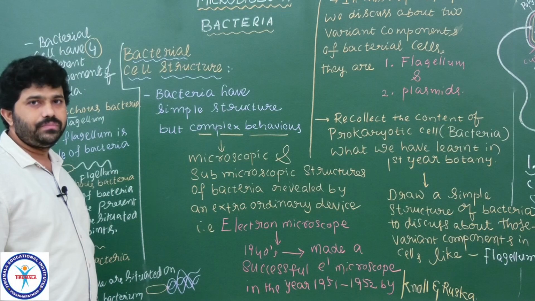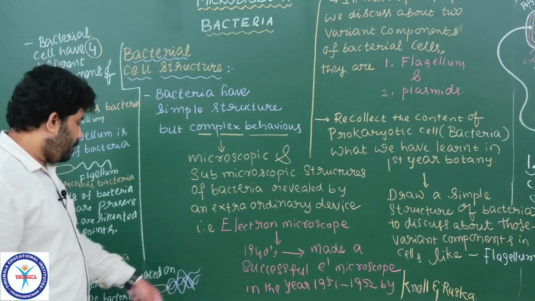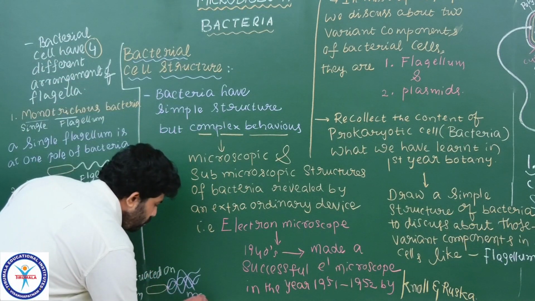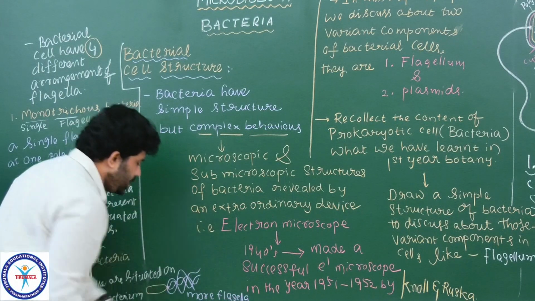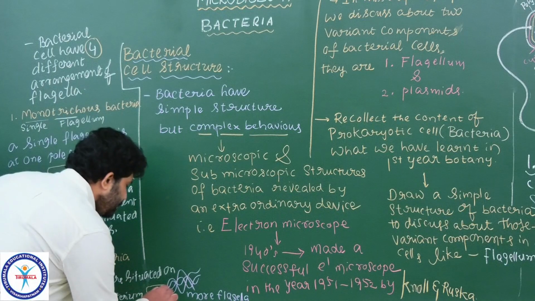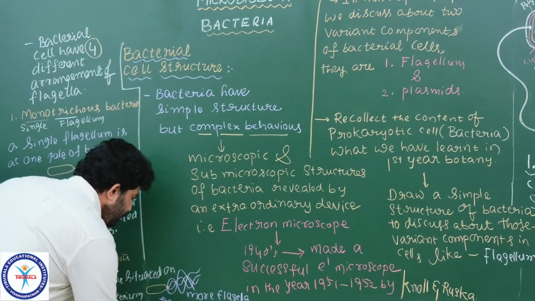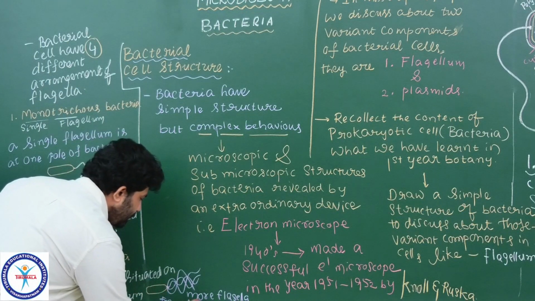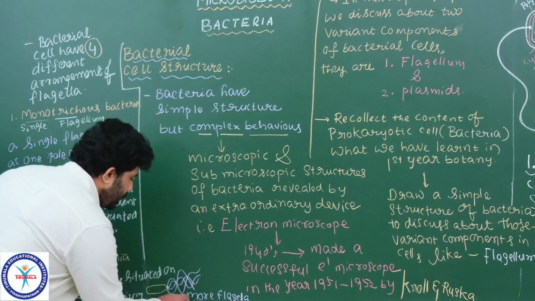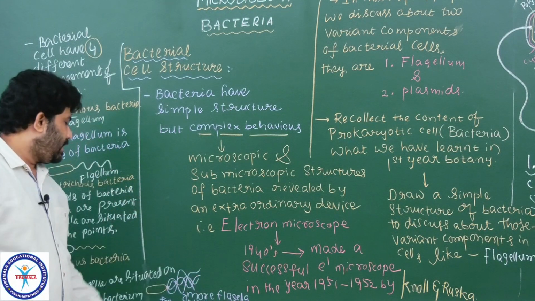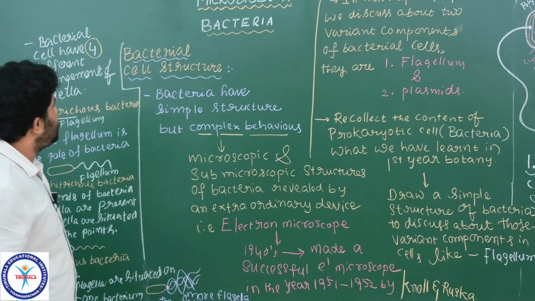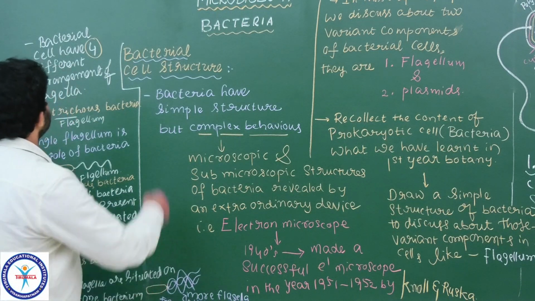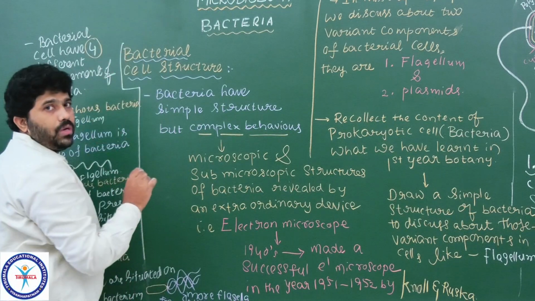Lophotrichous bacteria. More number of flagella are produced from a single point. From a point, they are producing more number of flagella. This type of arrangement of bacteria we are calling what? Lophotrichous bacteria. Okay, the last one I am writing, you please note down.